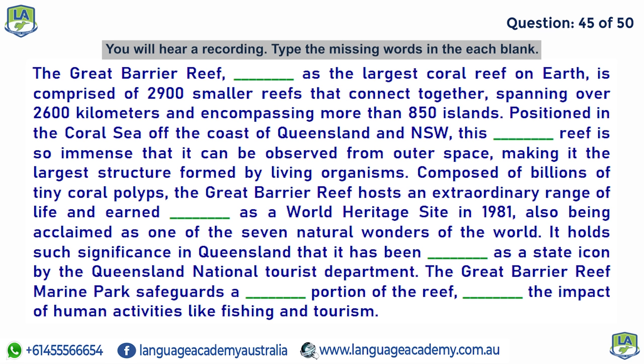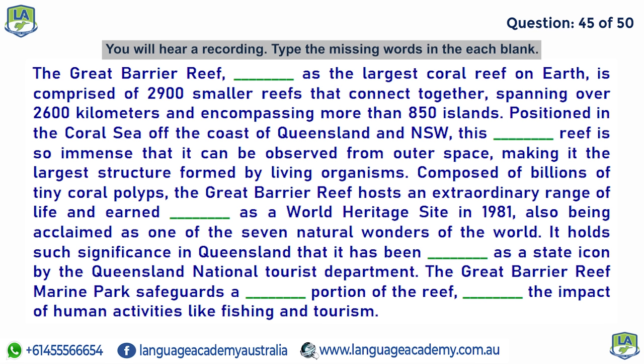The Great Barrier Reef, renowned as the largest coral reef on Earth, is comprised of 2,900 smaller reefs that connect together, spanning over 2,600 kilometers and encompassing more than 850 islands. Positioned in the Coral Sea off the coast of Queensland and NSW, this impressive reef is so immense that it can be observed from outer space, making it the largest structure formed by living organisms.